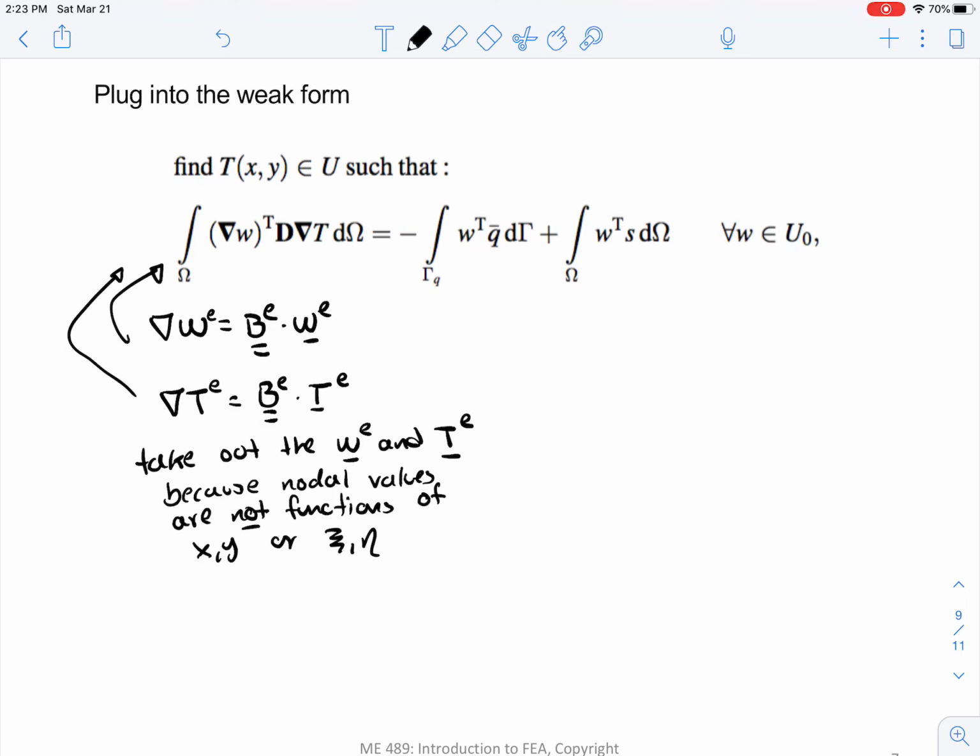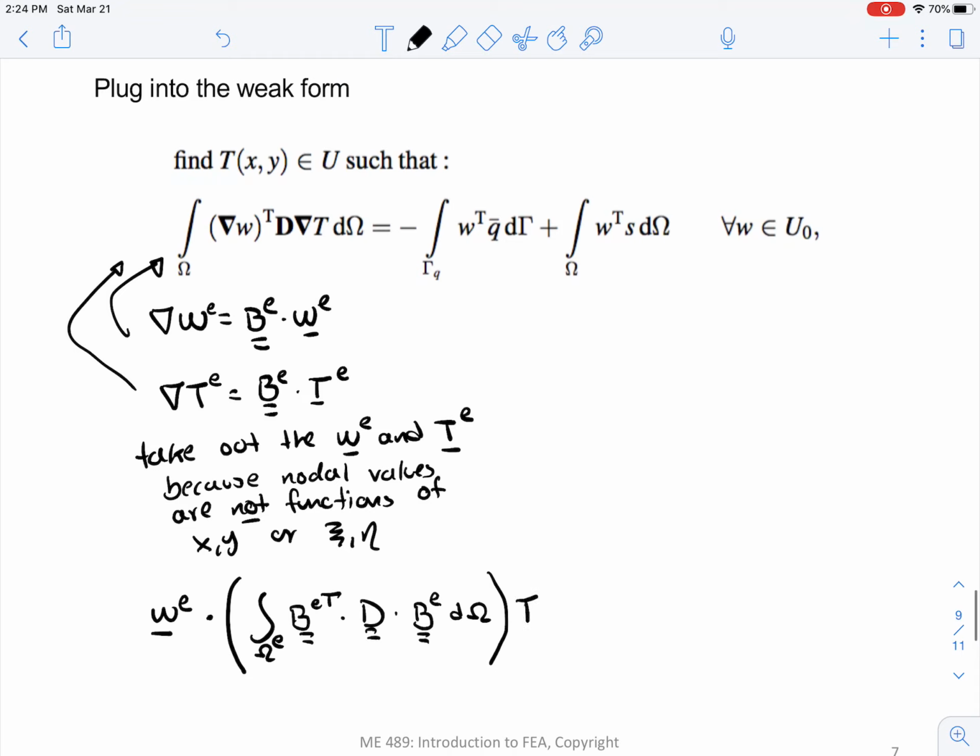So when we put this into the integral and we take out these vectors, we're going to end up with a vector of the weight values times an integral over the domain of the element of the transpose of the B matrix times the conductivity matrix times the B matrix, integrated over the element, times the vector of nodal values for the temperature.